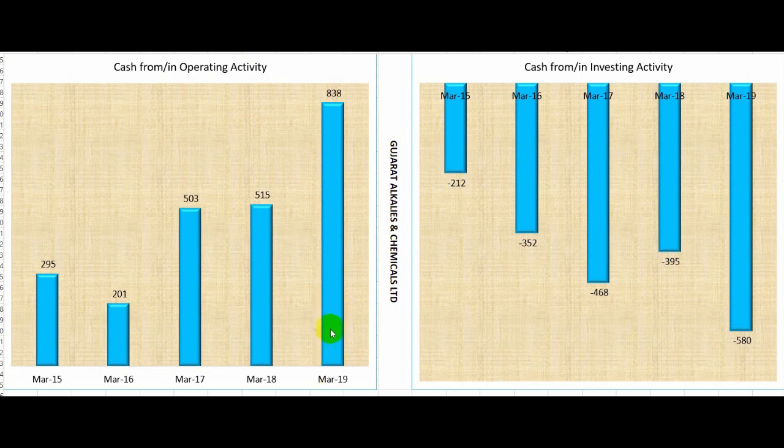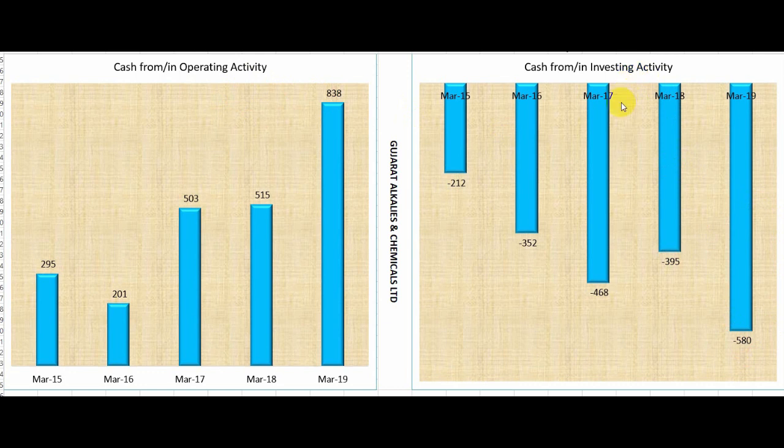In March 19, the cash coming in through business activity or operating activity was around 838 crores, and it has been consistently growing from March 15 till March 19. In terms of cash going into investing activity of the business, in March 19, 580 crores went into the investing activity. So the company has earned 838 crores in cash from the operations of the business and has spent 580 crores in the investing activity.